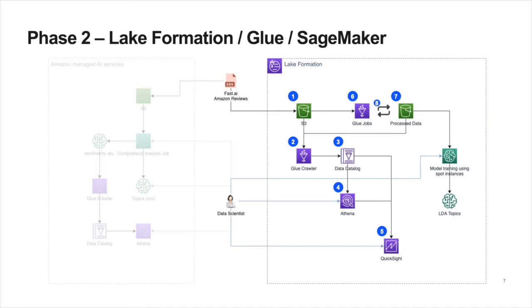Once we have the ready data in the bucket, then we can use SageMaker to run the model training using the LDA algorithm to give us a list of the topics, which is right here.